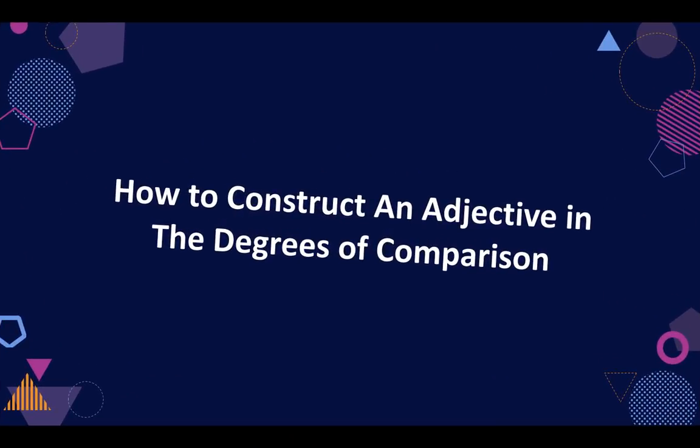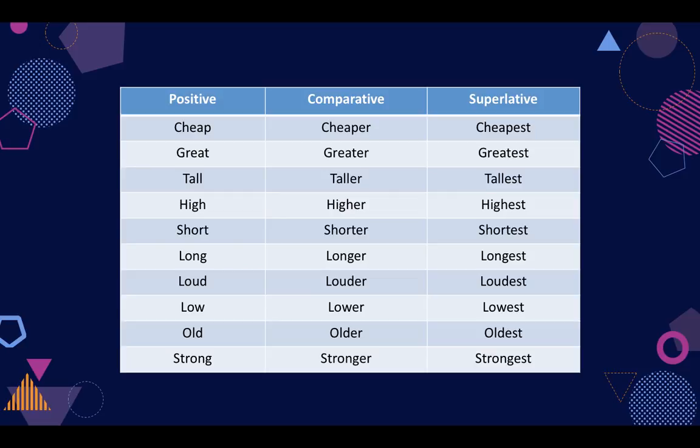How to construct an adjective in the degrees of comparison. As you can see on the table, there are positive, comparative, and superlative. For example, in positive is cheap, in comparative cheaper, in superlative cheapest. In positive great, in comparative greater, in superlative greatest, and so on.